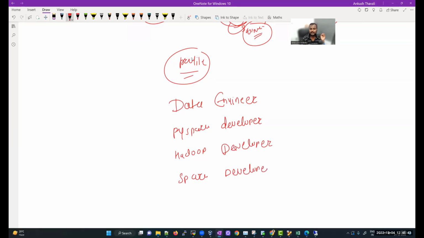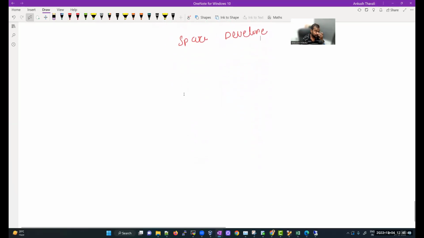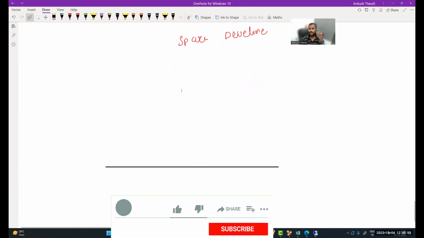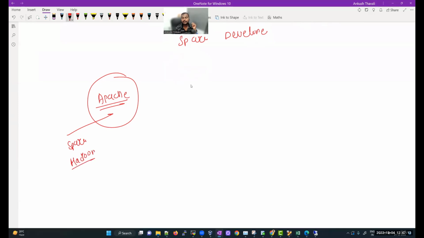So data engineer is a very big stream actually. Okay, data engineer. When it comes to data engineer, Spark developer, anywhere actually. This data engineer technology is provided by multiple organizations. Like there is something we call Apache. So whatever Spark we are using, whatever Hadoop technology we are using, everything is provided by Apache.